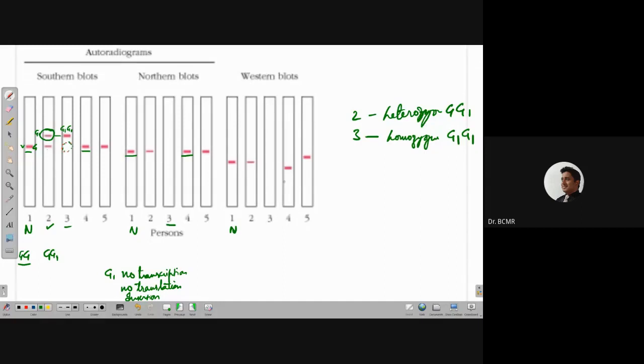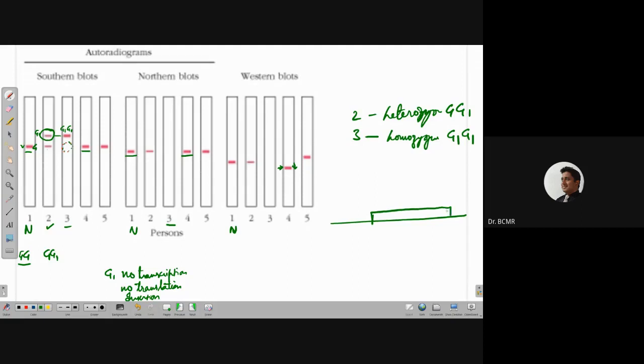But there is something wrong with this one. This protein is shorter in length, right? That's why it was traveling much farther, and we will try to theorize what may have happened.